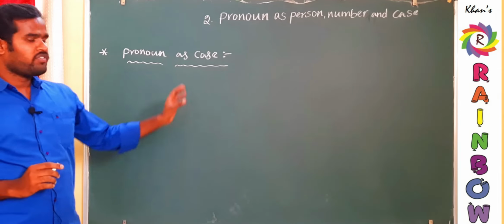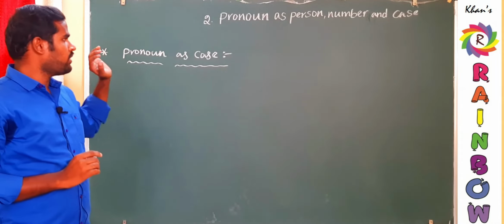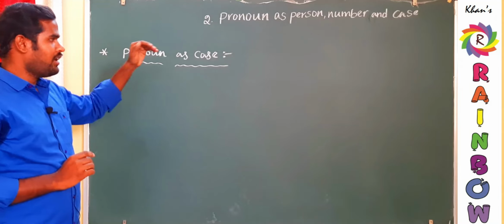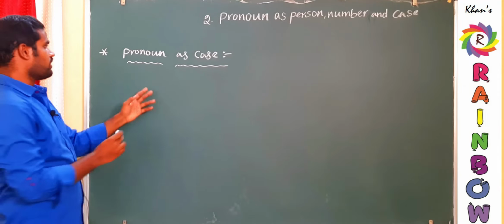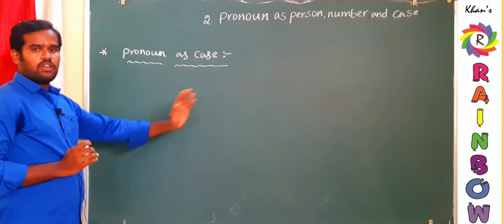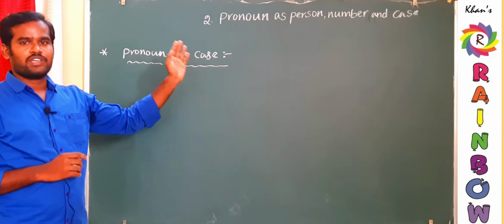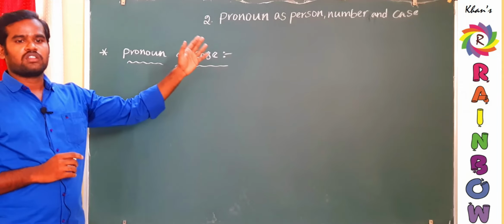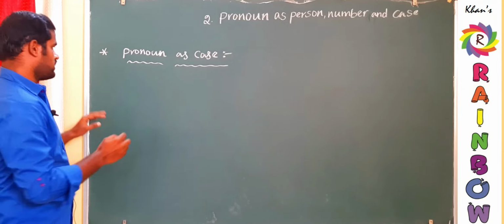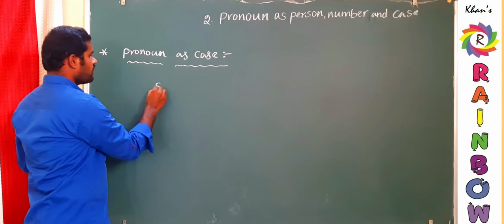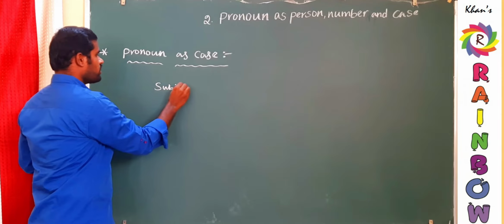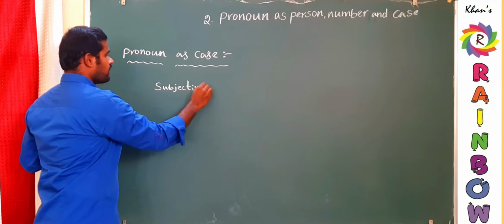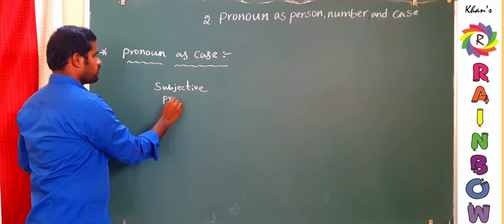In 4 types of cases we use pronouns, but 3 are very important. Let us have a look. There are 3 types of cases. One is a subjective case, second one is possessive case, and third one is an objective case. The first one is subjective case. Here the name is subjective pronouns.